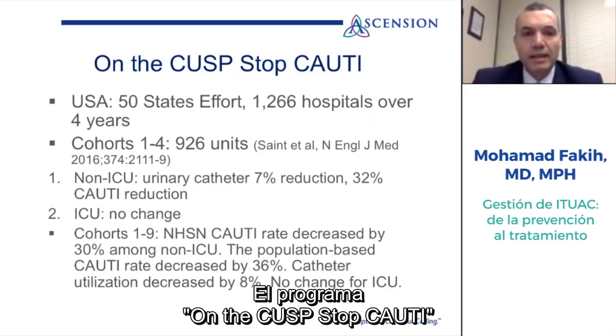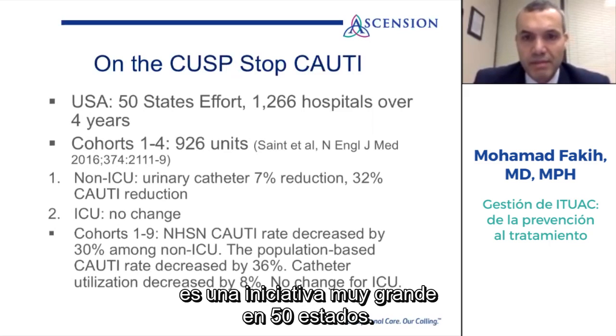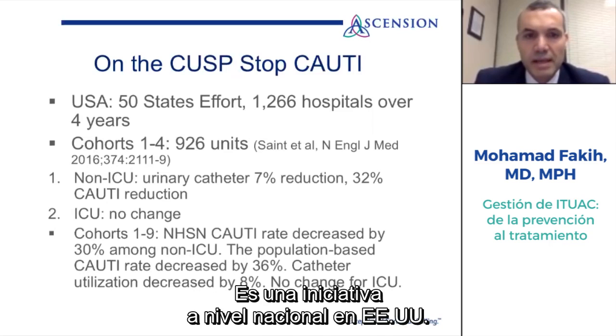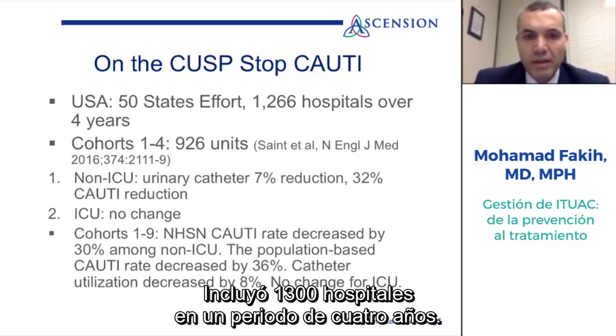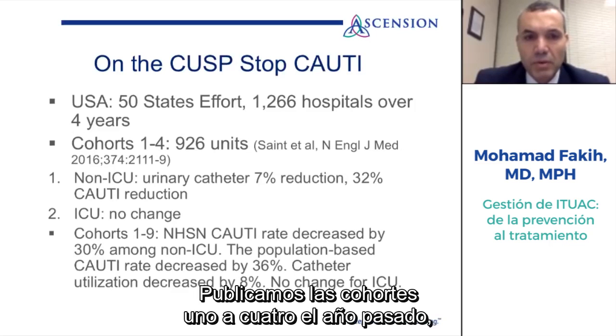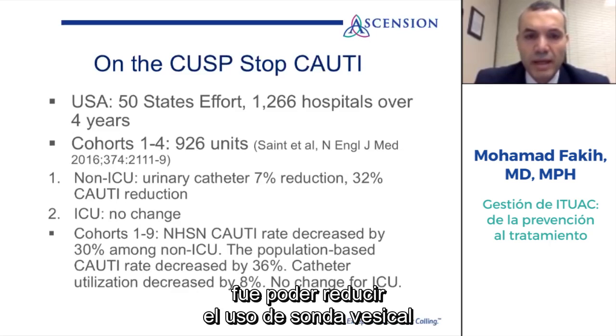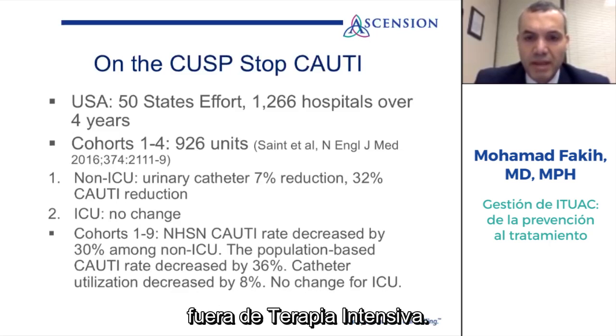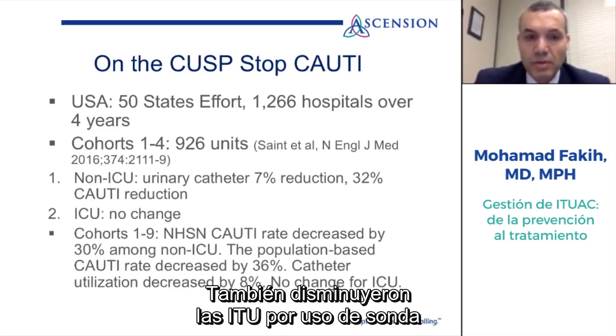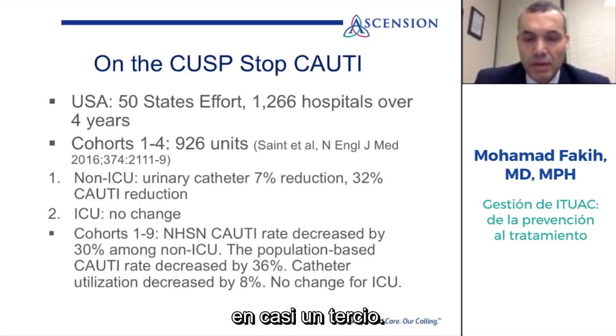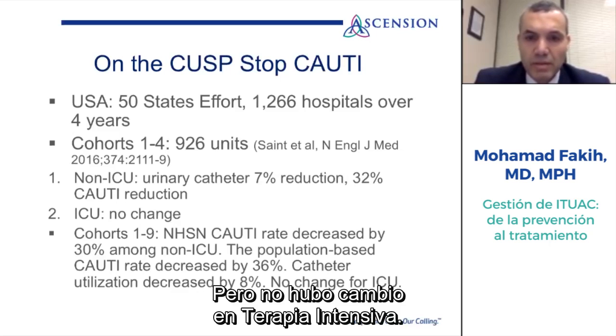On the CUSP Stop CAUTI is a very large initiative, a 50-state national initiative in the United States, where about 1,300 hospitals were included over 4 years. We published cohorts 1 through 4 last year, about 926 units, and what was very striking is that we were able to reduce urinary catheter utilization in the non-intensive care units, in addition to a reduction in catheter-associated UTI of about a third. But in the intensive care unit, there was no change.